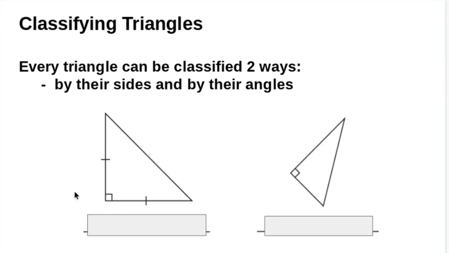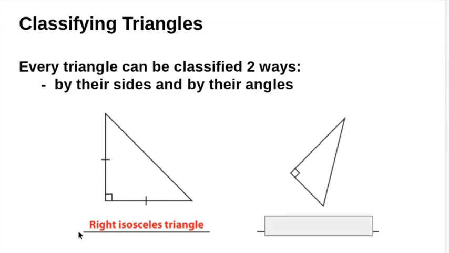And now I'm going to talk about it by its sides. Well, I can see this and this are the same because of the tick marks. So that means that this is an isosceles triangle. So you can call this a right isosceles triangle. So you can see that here you have by the angle and here you have by the sides. All right, go ahead, push pause on the video and try that next one by yourself. And when you're ready, come back and push play.